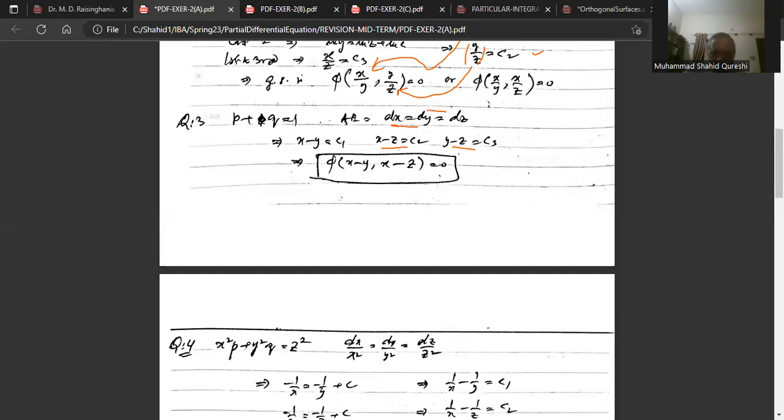x square p plus y square q is equal to z square. A little more complicated situation, but still very simple, because when we write down the auxiliary equation, dx upon x square, dy upon y square, dz upon z square, we see that the first pair tells us after integration minus 1 upon x is equal to minus 1 upon y plus c. That can be written as this. And the second pair, or another pair, this one combined with this one: minus 1 upon x is equal to minus 1 upon z, and minus 1 upon y is equal to minus 1 upon z. So we have three solutions available.